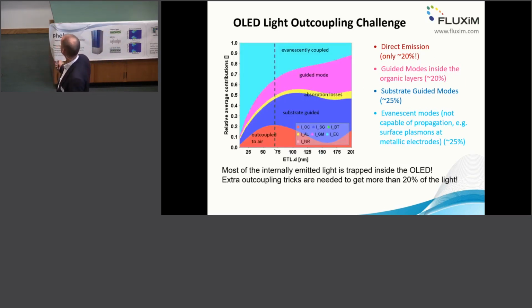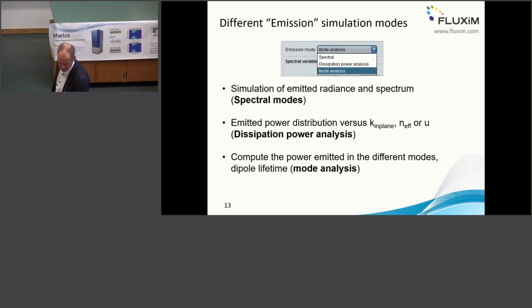There are typical numbers for these modes shown here, and the actual numbers depend on the details of the thicknesses in the OLED. There's a first maximum of the cavity where you have a local maximum for outcoupling. We call it IOC, but we also have the substrate guided modes, absorption losses, guided modes, and evanescently coupled modes. So this evanescent coupling is a parasitic process. We are exciting plasmons in the electrodes, and we would like to suppress that. So one way is to just make a bigger distance between the emitter and the absorbing electrodes.